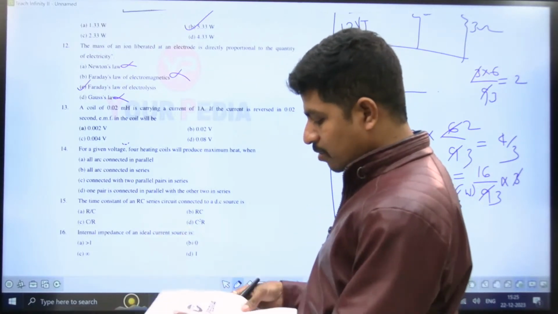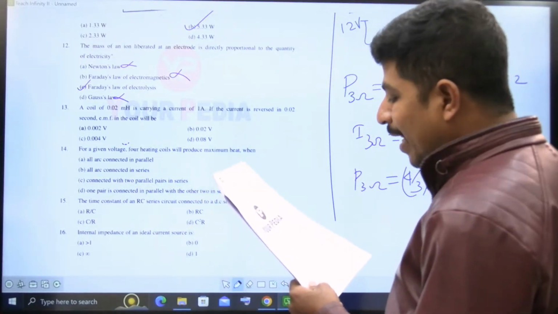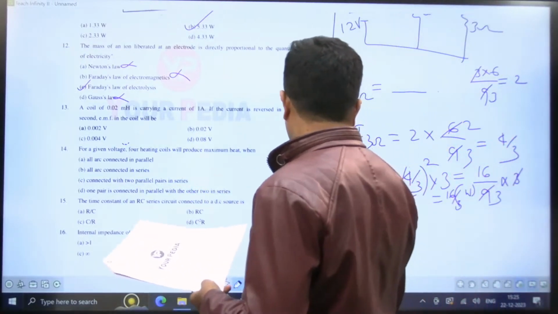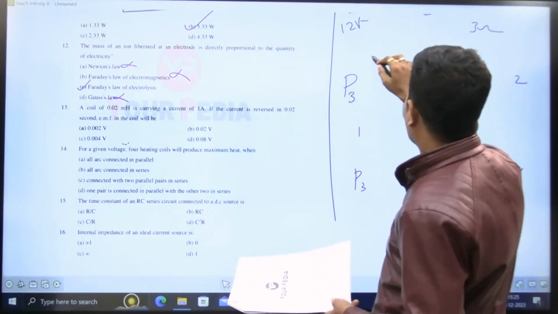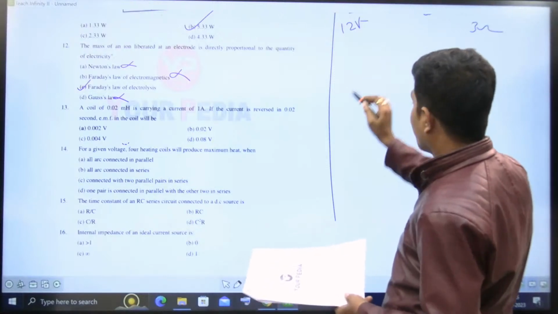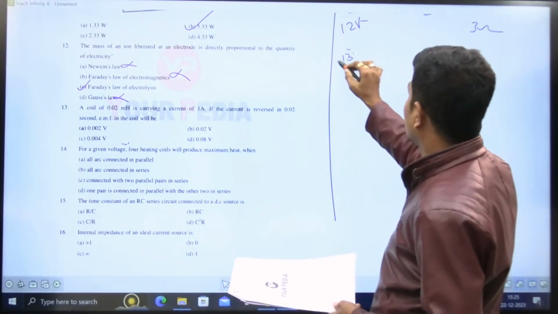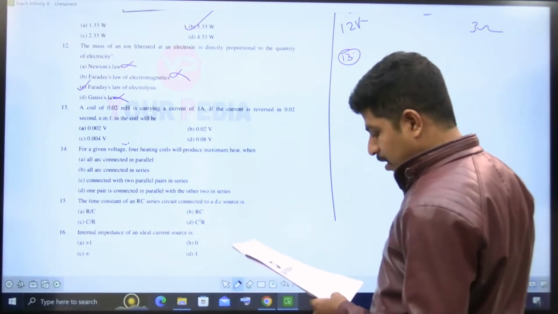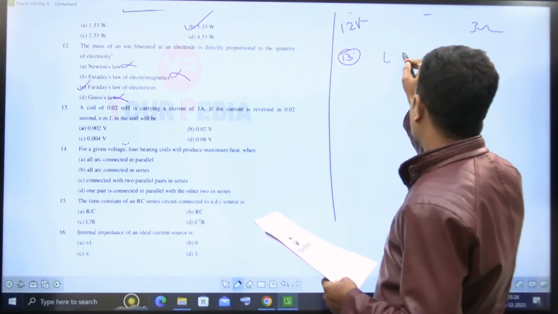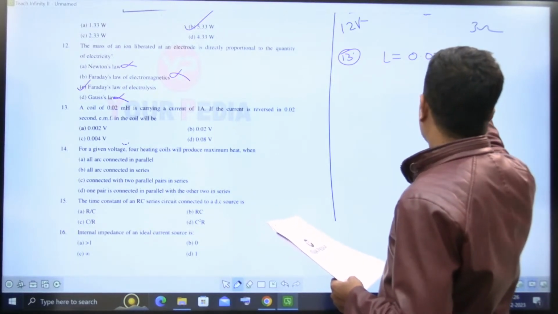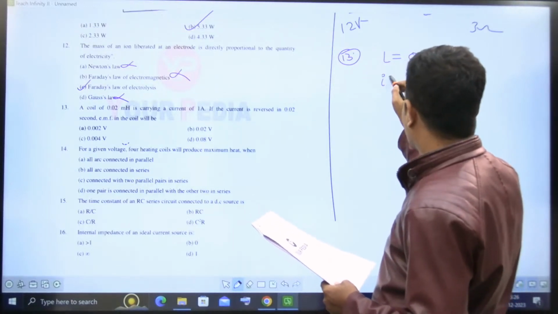What is the next question I'm reading here? A coil of 0.02 millihenry. Let me erase this solution part which is not required. Question number 13 I'm solving. He's saying that a coil of 0.02 millihenry, so the inductance value is 0.02 millihenry, right? It is carrying a current of 1 ampere.